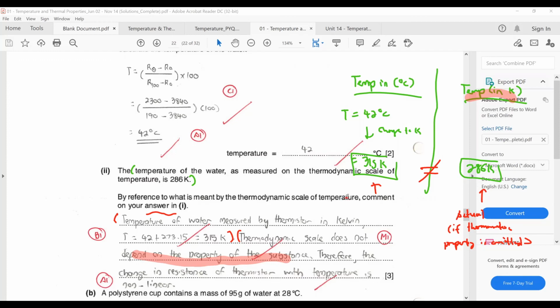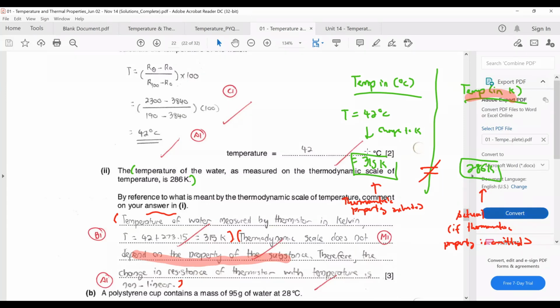But this one here is thermometric property included. So here, the thermodynamic scale does not depend on the property of the substance, therefore the change in resistance of the thermistor with temperature is actually non-linear in the first place. That is the answer here. Yes, it's a bit confusing, but that's the best way I can explain it to you.